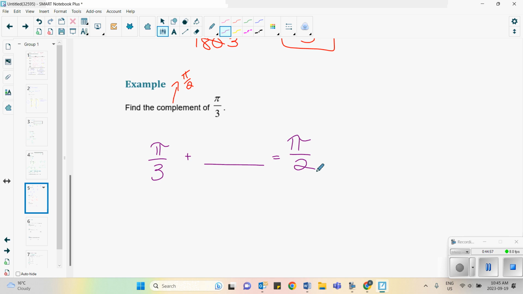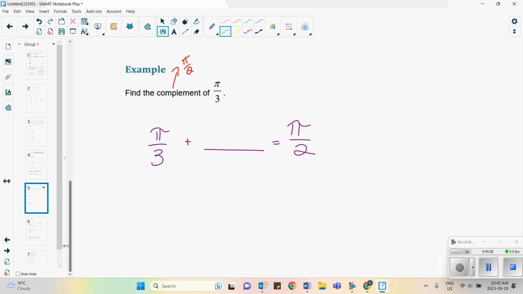What do I need here? All the other ones were pretty straightforward. I need common denominators here. What's the common denominator between 2 and 3? 6. So I'm going to rewrite this.